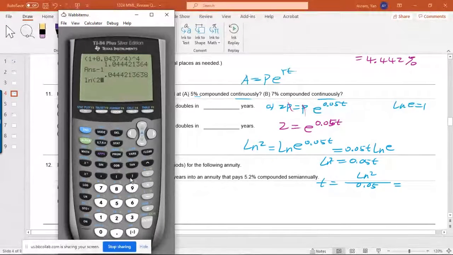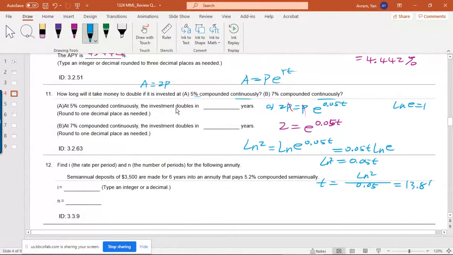ln2, okay, we're gonna have to find ln2 and then divide by 0.05. So that's 13.86. Okay, let's see, round to 1 decimal point. So round to 1 decimal point, this will be estimated to 13.9. 13.9 years.